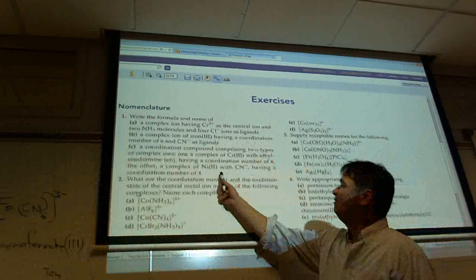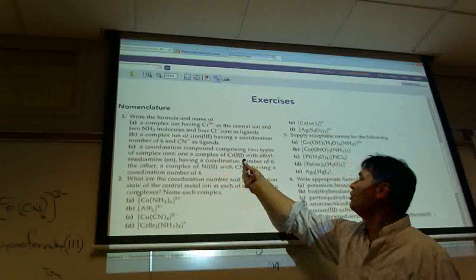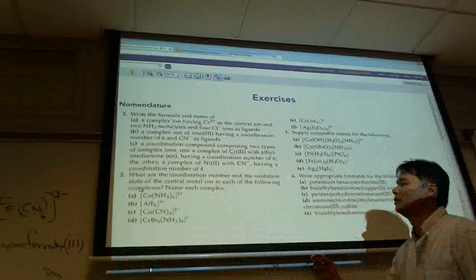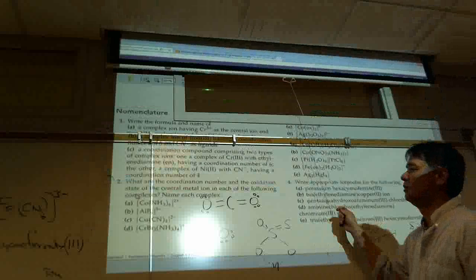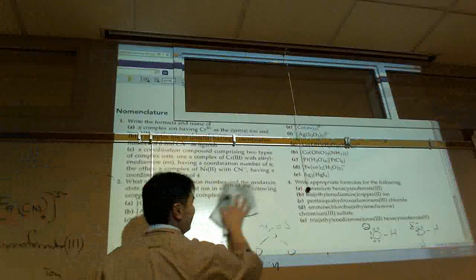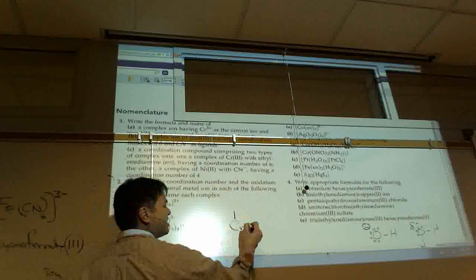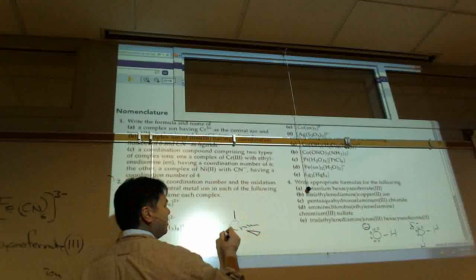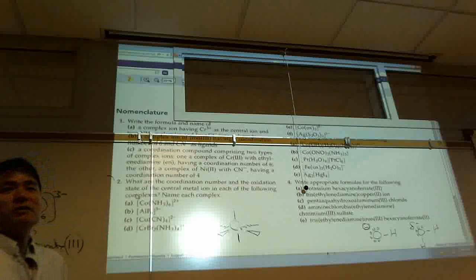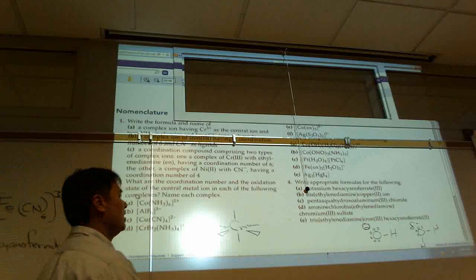So, a coordination compound comprising 2 types of complex ions. One complex of chromium 3 with ethylene diamine having coordination number 6. So we have chromium 3 with ethylene diamine having a coordination number 6. So let's go ahead and do that. If we put a chromium here, we need a coordination number of 6. That means we have to have 6 bonds to the chromium. How many ethylene diamines? Could we put 6 ethylene diamines? No. 1? Yeah, we could put 1 ethylene diamine.